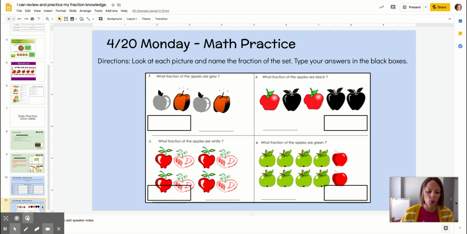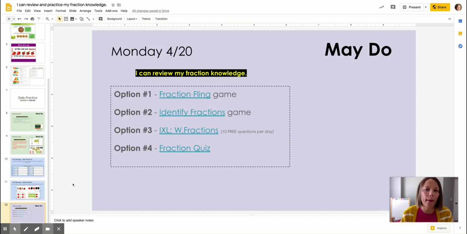When you are finished with that, there are some optional may-do activities for you to do today to just review our fraction knowledge. Option number 1 is a fraction fling game. So on this game, there are going to be some bubbles of fractions and some pictures, and you're going to use a rock and a slingshot to pop the bubbles that match. And again, we're just identifying what a fraction is, numerators, denominators, and really reviewing that fraction information.